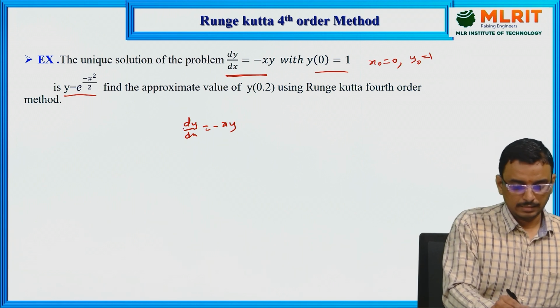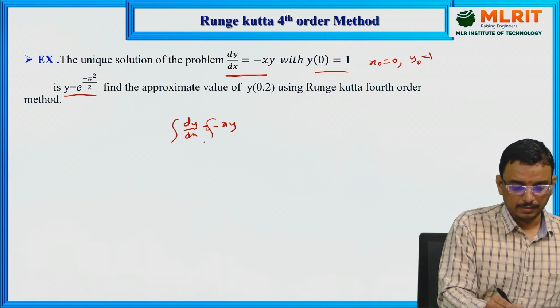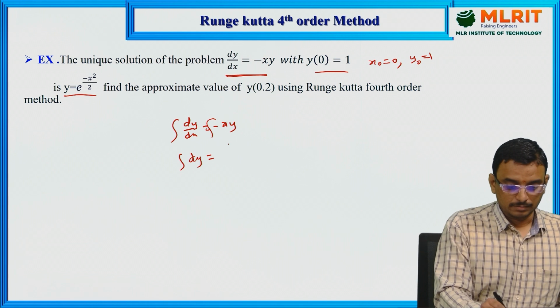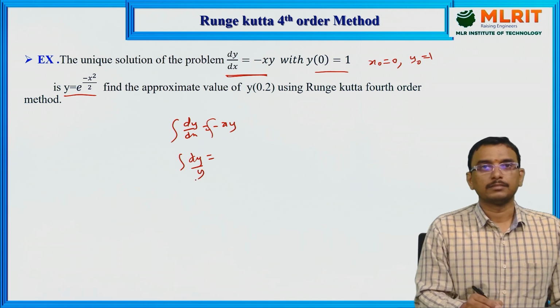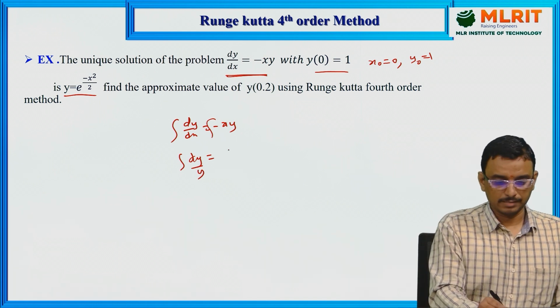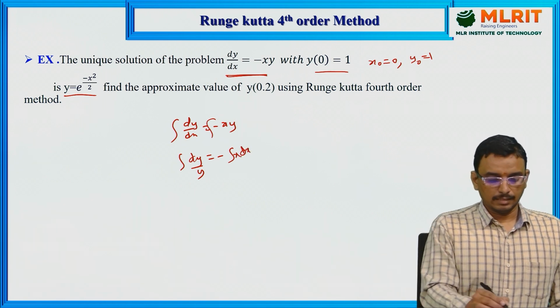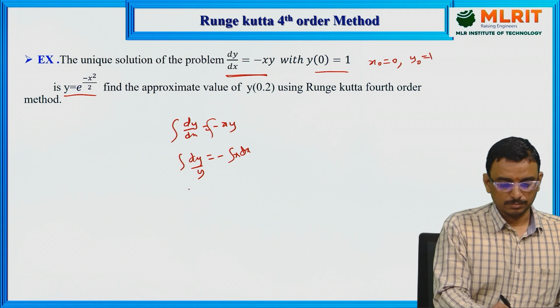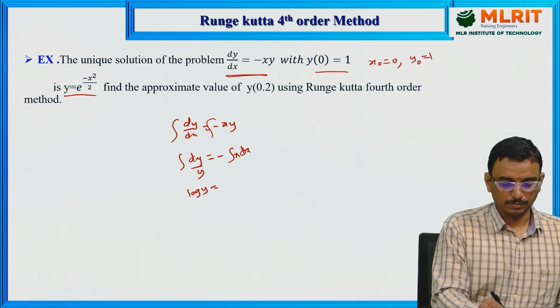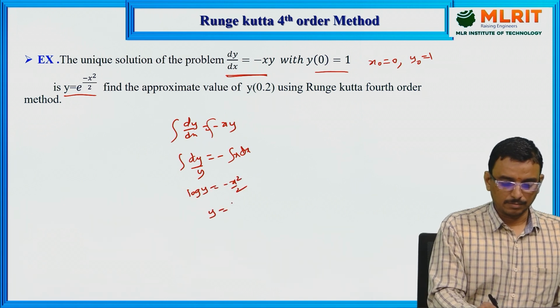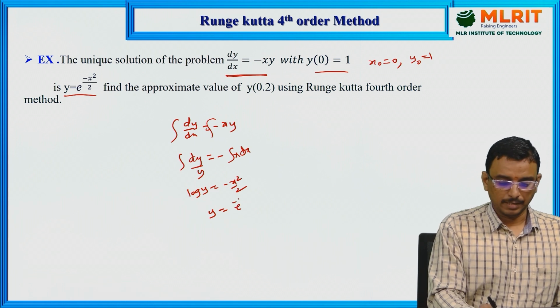Now taking integration on both sides, y is sent to the left side, so the integration of dy by y is equal to minus the integration of x dx. So the integration of dy by y is log y, which is equal to minus x square by 2. So y is equal to e to the power minus x square by 2 plus c.